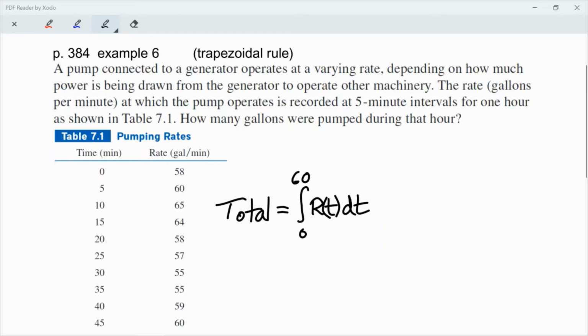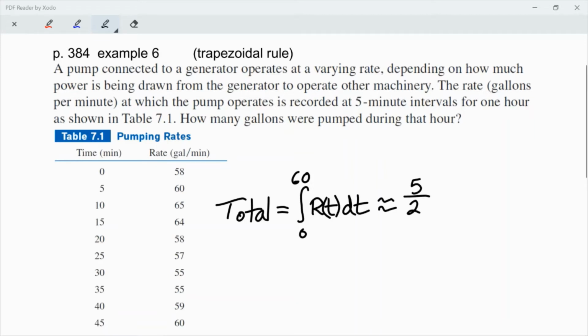So for this one, we do have time intervals that are all equally spaced at 5-minute time intervals. So to evaluate this is actually fairly simple. So remember, when we do this, we have our h divided by 2, where h is going to be the length of the subinterval. That's going to be 5 minutes. So I have 5 over 2.